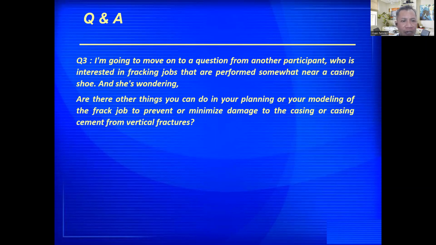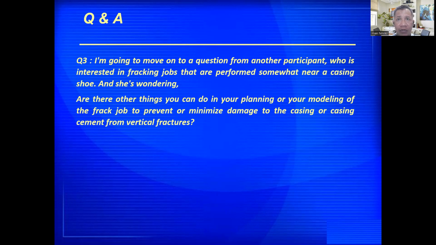Okay, this is the next question. It is from someone interested in fracturing jobs that are performed somewhat near a casing shoe, and she is wondering: are there other things we can do in planning or modeling the fracture to prevent or minimize damage to the casing or casing cement from the vertical fracture?